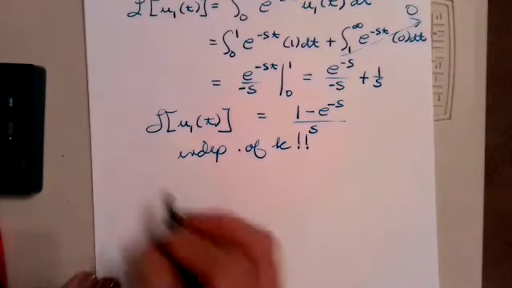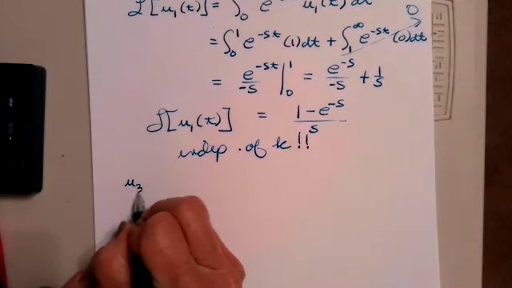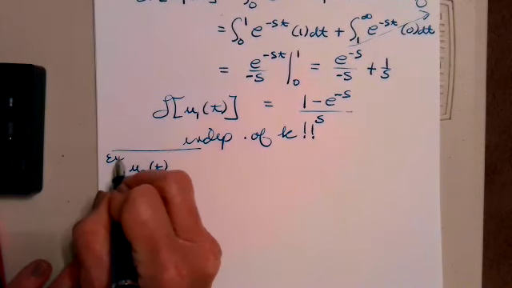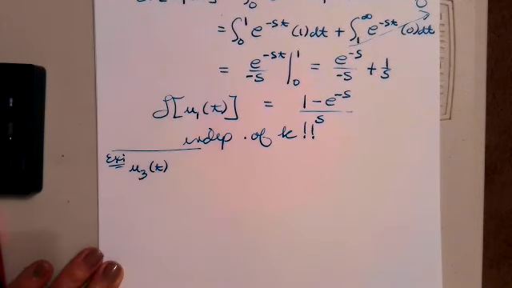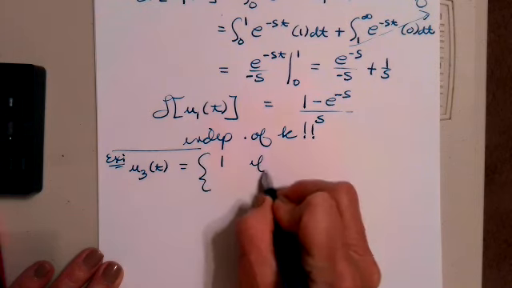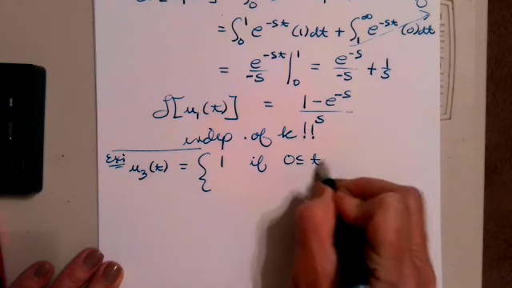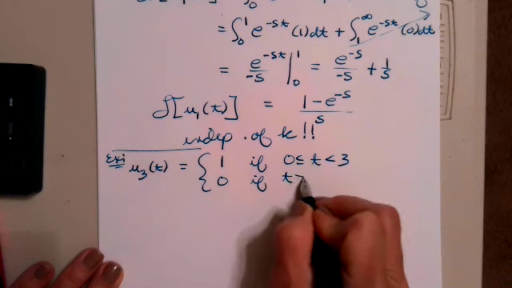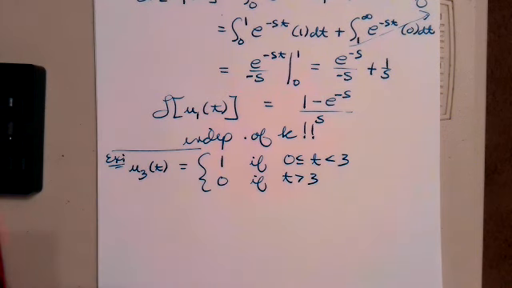So by the way, if I wrote u3 of t in this notation, u3 of t means the function that is 1 if t is between 0 and 3, and it's 0 if t is strictly greater than 3. Okay, so that's what I mean by that notation. We'll stick with that notation for the rest of the year in this course. It's pretty standard. You see this in most every book.